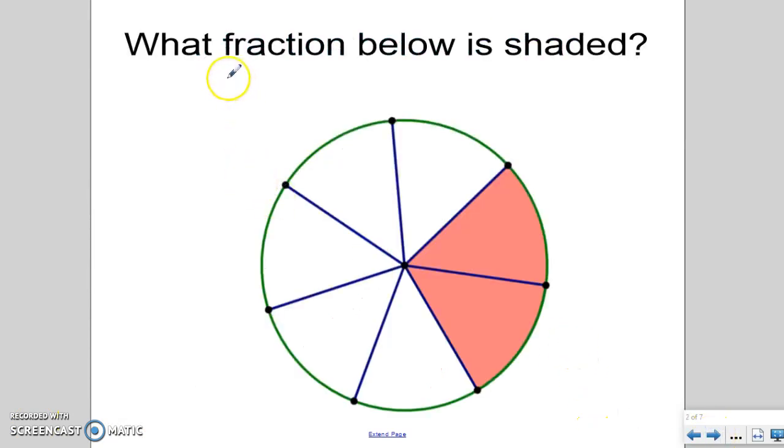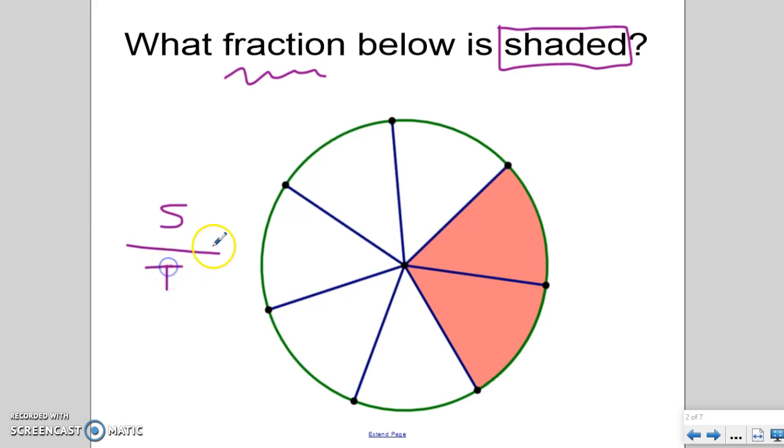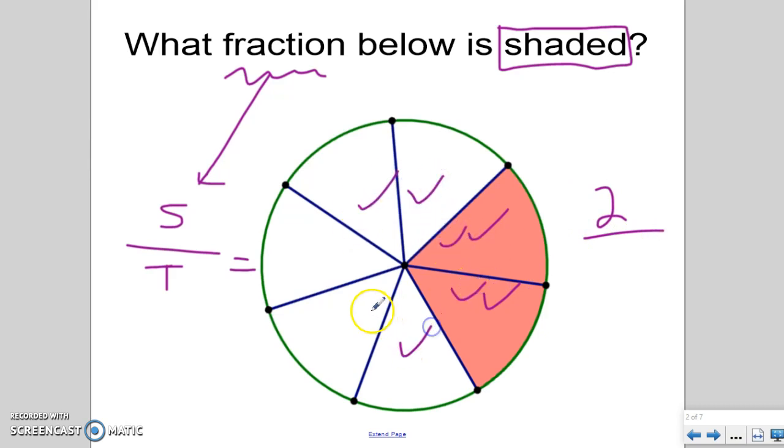For example, it's asking us what fraction below is shaded, and it's so important to talk to the text here because now we know that what we're looking for is the number shaded out of the total. And of course we're looking for a fraction, so we know that our answer is going to be a fraction. Well, we know that there are 1, 2 that are shaded out of 1, 2, 3, 4, 5, 6, 7 total. And so if I'm asked for what fraction is shaded, I know the answer would be 2/7 is shaded.